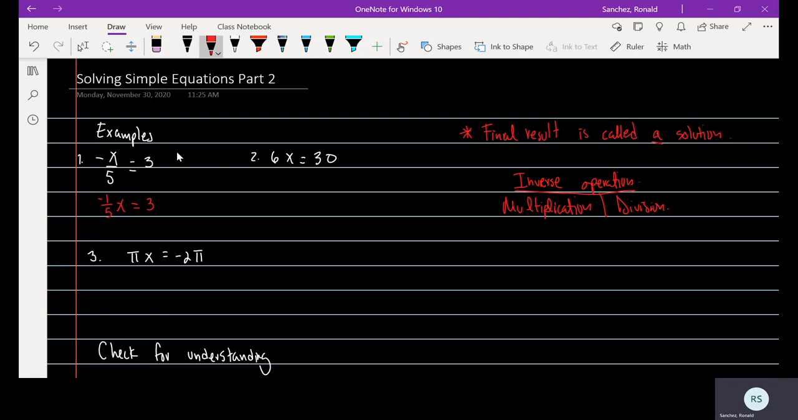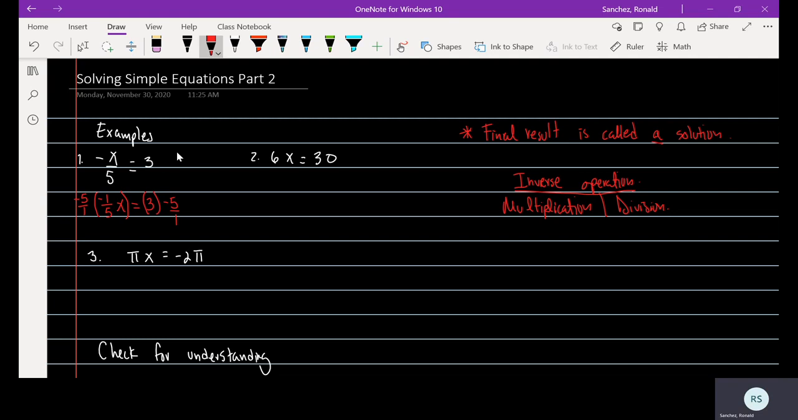Negative 1/5 times a number is equal to 3. Now, the question is, how can we get rid of that negative 1 over 5? The way that we do that is by multiplying by the reciprocal of that fraction. And the reciprocal is just flipping the denominator and the numerator. So instead of multiplying by negative 1 over 5, I'm going to multiply by negative 5 over 1. And what I do to one side, I'm going to do to the other side.